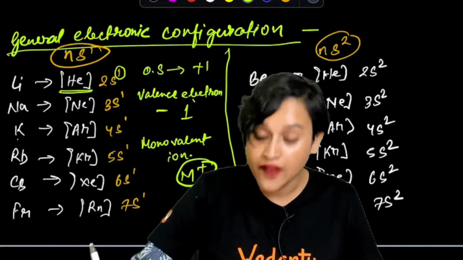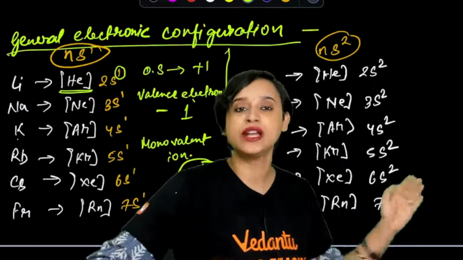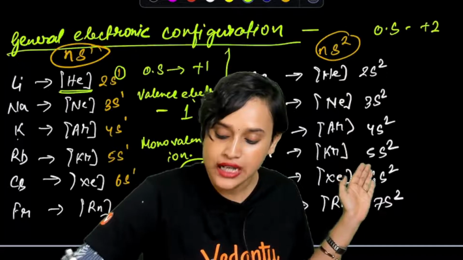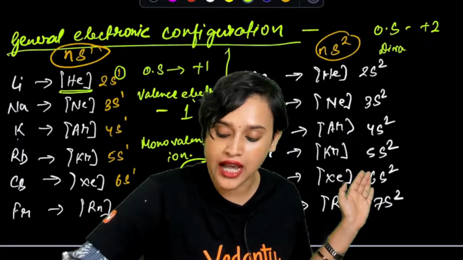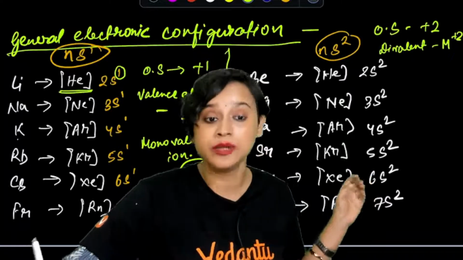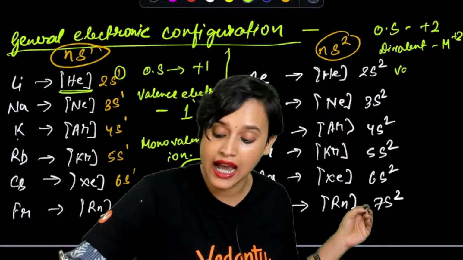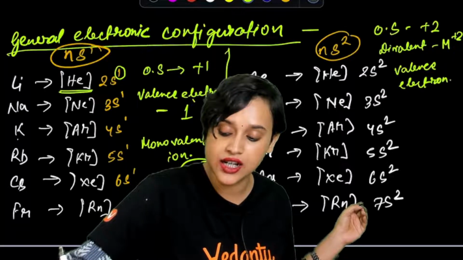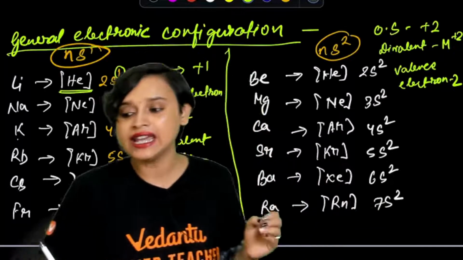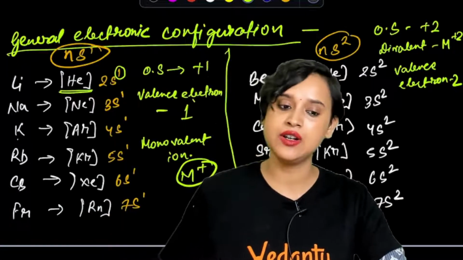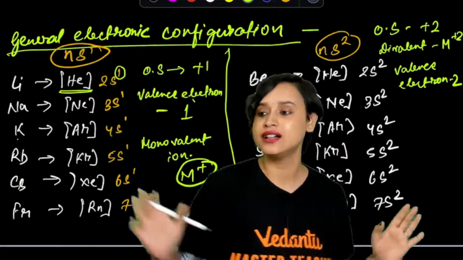And similarly, if I have to write it for the group 2 elements, group 2 elements have an oxidation state of +2. They form divalent ions, because for them M2+ will be the most stable one, and they have 2 valence electrons. Is this clear, everybody?